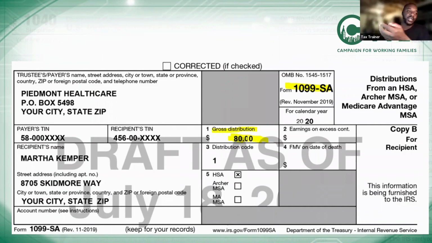But most people say, yeah, I took it out. I had to buy some aspirins and that's what it was for. I buy aspirins every month. You know what I mean? And that was my $80. So you have to at least ask the question.